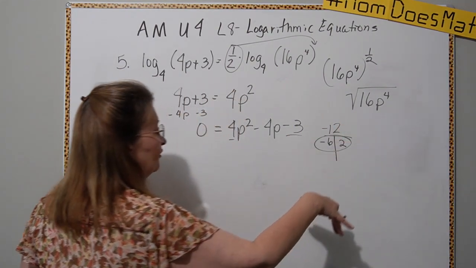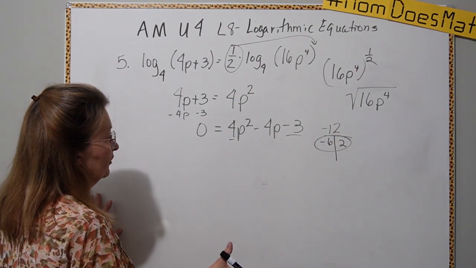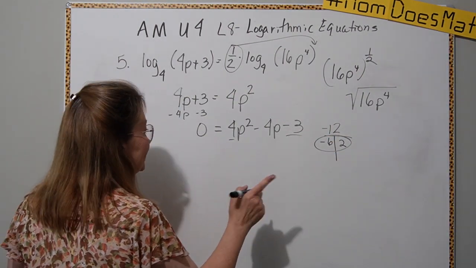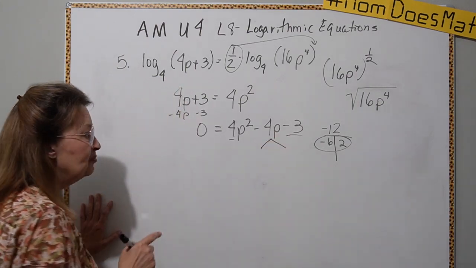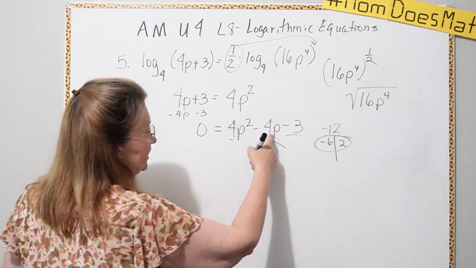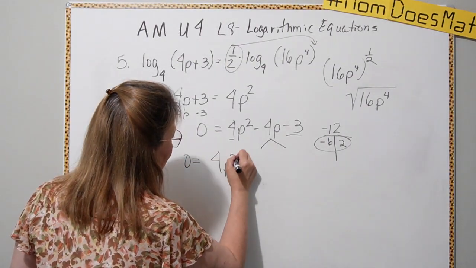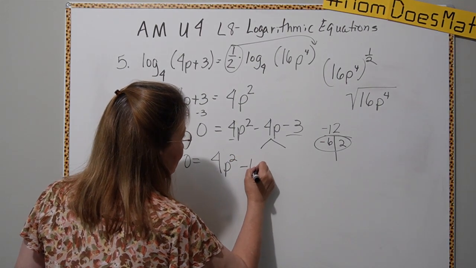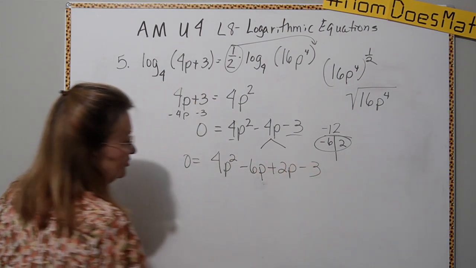If you can't think of it right off the bat, you're just going to have to list all the factors of negative 12 there. All right, now for the AC method, remember your goal is to split the middle and then factor by grouping. So I'm going to split this middle term. I'm going to have 0 equals 4p squared, I'll do minus 6p plus 2p minus 3.